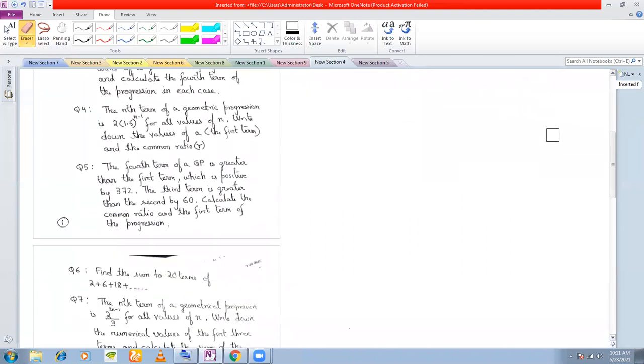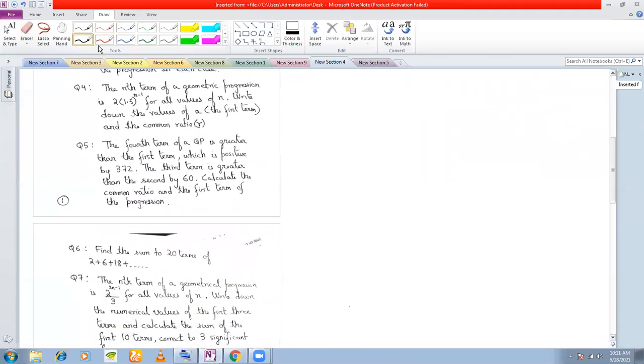Number 4. The question here is: the nth term of a GP is 2 into 1.5 to the power of n minus 1 for all values of n. So given here is Tn, the nth term of a GP, 2 into 1.5 to the power of n minus 1. Write down the values of the first term and the common ratio.